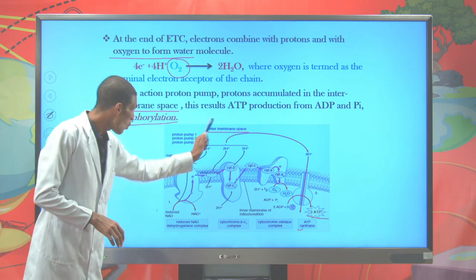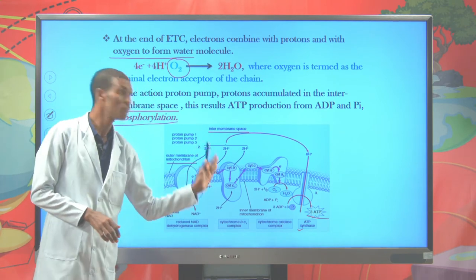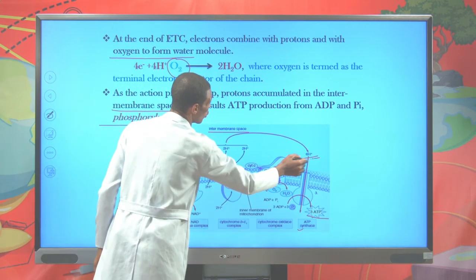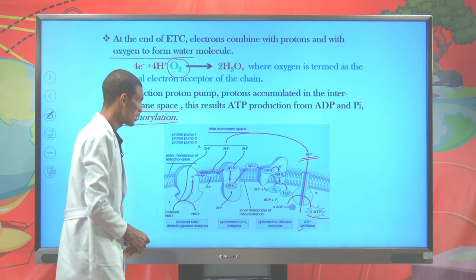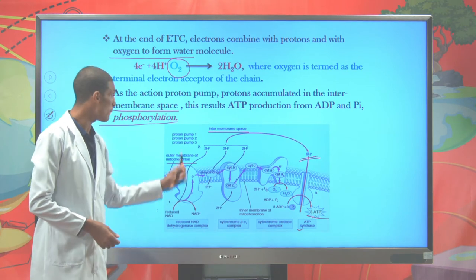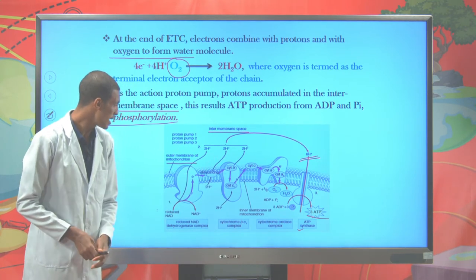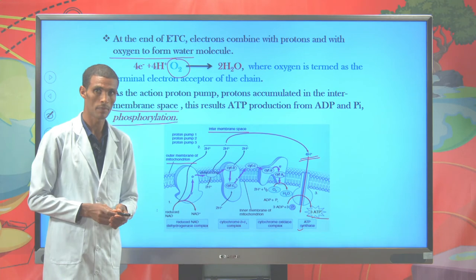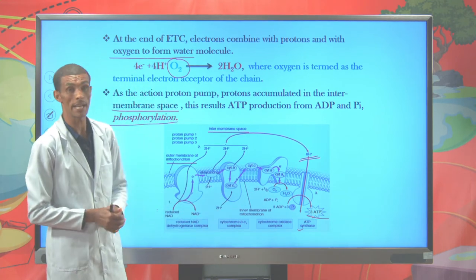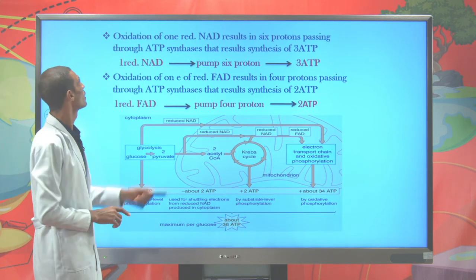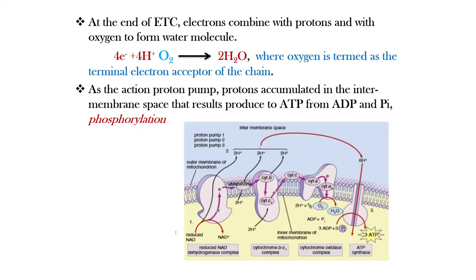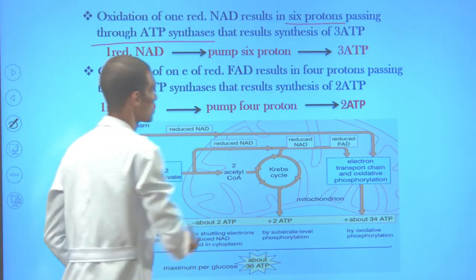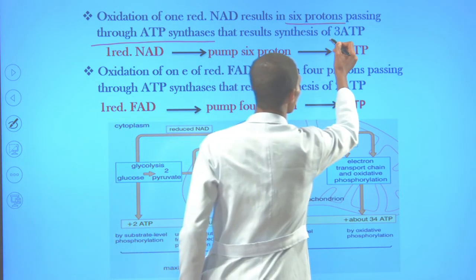Here, when one NAD molecule transfers protons from one carrier to another, it is the reason for passing six protons from one carrier to the next. Additionally, when an FAD molecule passes protons from one carrier to another, it is the reason for passing four protons through the mitochondrial inner membrane, which is the reason for production of certain ATP. Let's see this one. An oxidation of one reduced NAD molecule results in six protons passing through ATP synthase, which results in production of three ATP molecules.